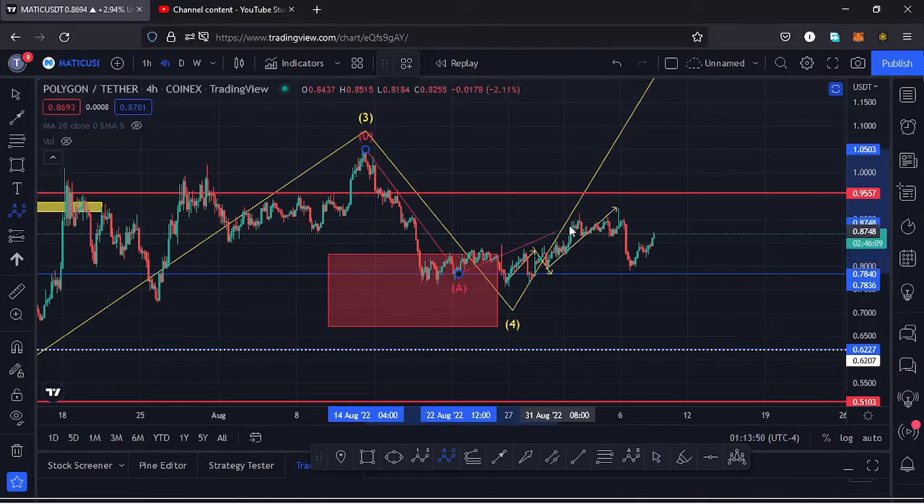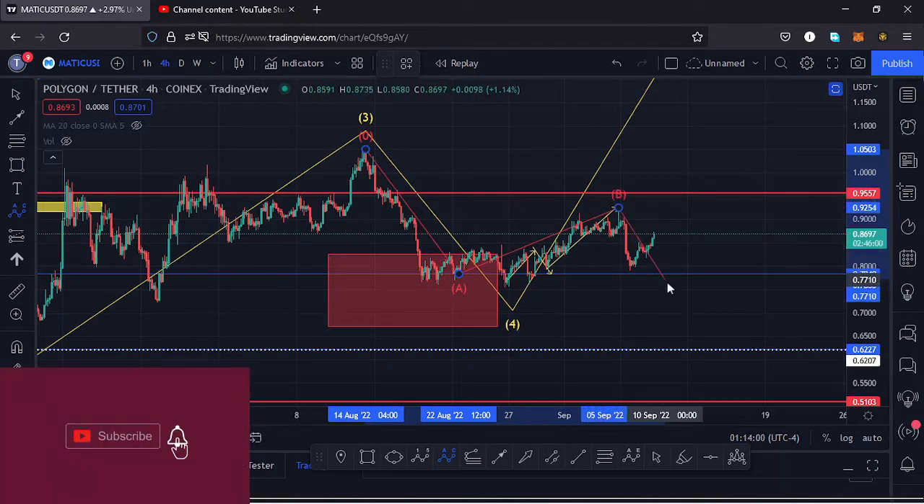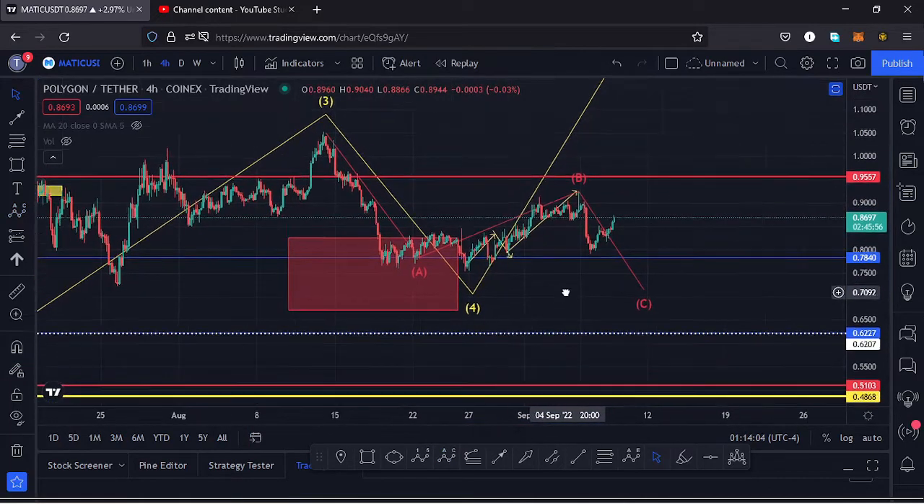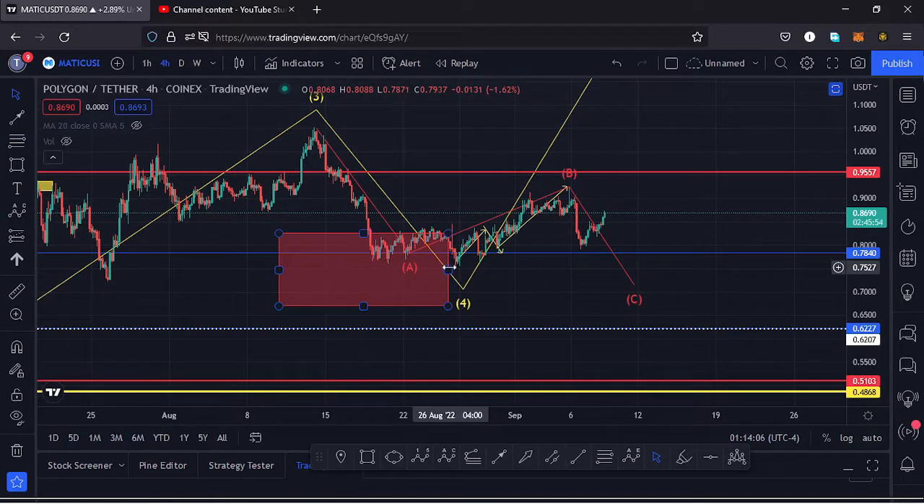Then we saw a very nice bounce to the upside, made a new high at around the $0.92 mark, and that is what we can name as our wave B. Then I'm expecting a very nice retracement to the downside in the formation of a wave C, and that wave C should maximize my red target area down here.